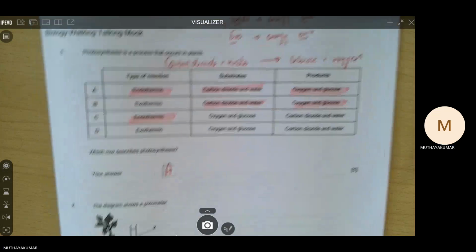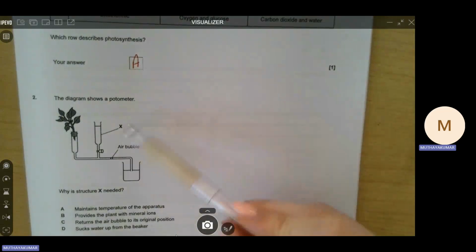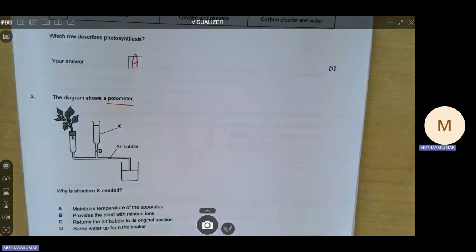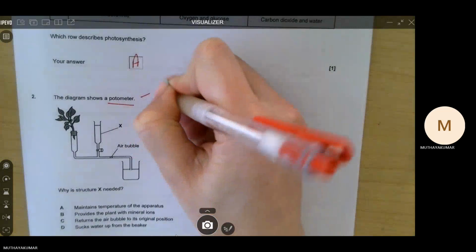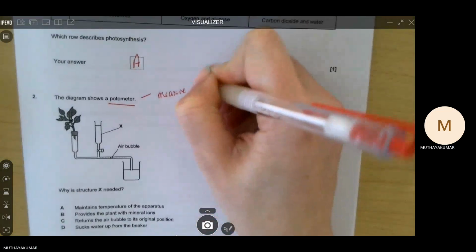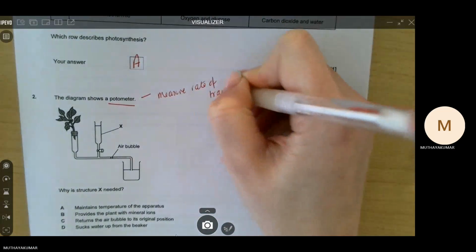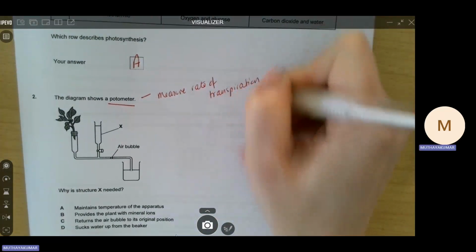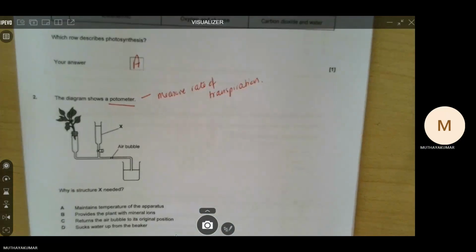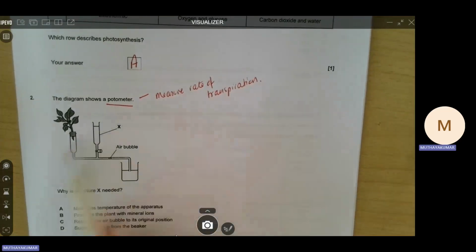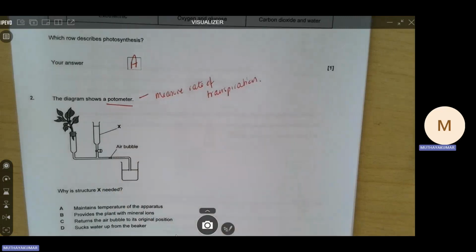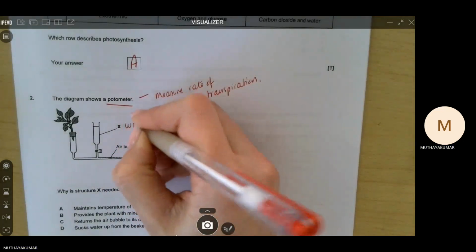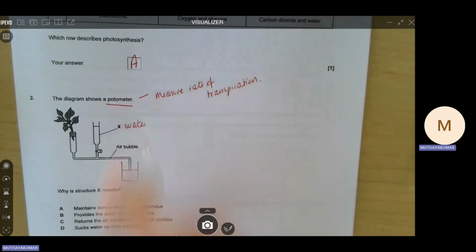Okay. For question 2, okay, it's about a diagram which shows a potometer. Now, a potometer we use to measure the rate of transpiration. All right, so if you remember, transpiration is the evaporation of water from the leaves in plants. Okay, so we've got a potometer, you've got your plant shoot within the potometer, and you've got what's known as the water reservoir.